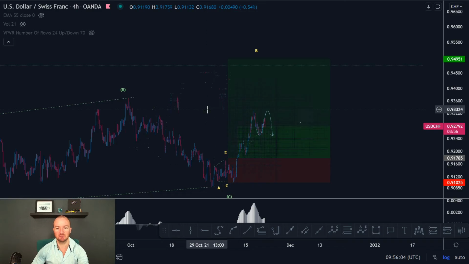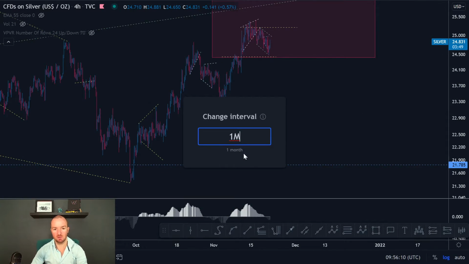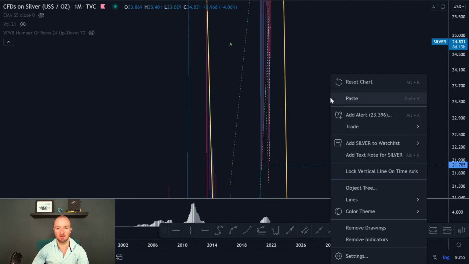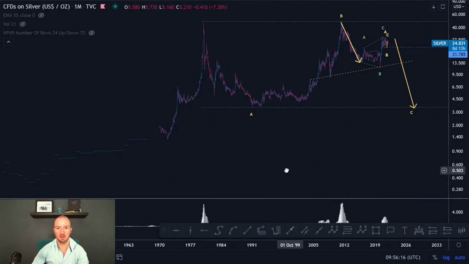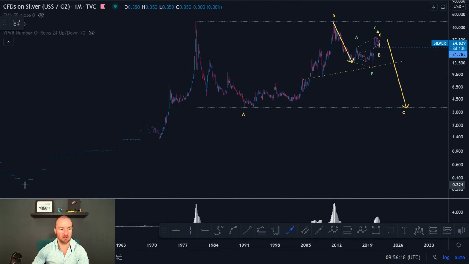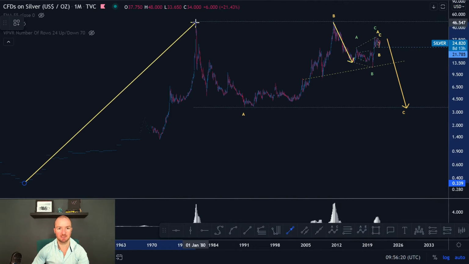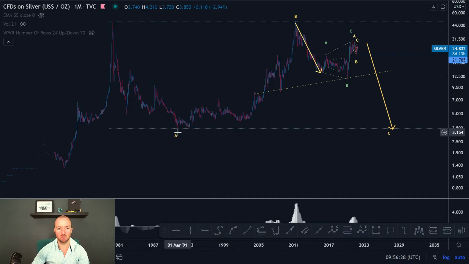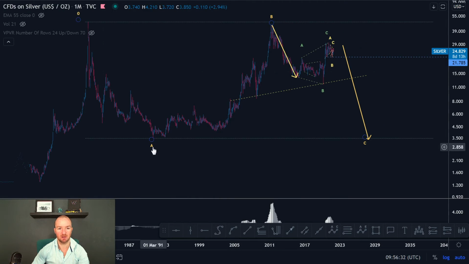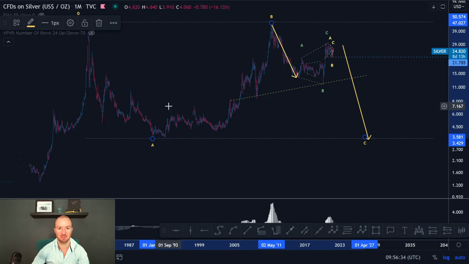Heading over to silver. I'm going all the way out to the monthlies to give you a full rundown of this trade. If we go down to the monthlies, we have a really big impulse off the lows, going back all the way to 1941, into the 1st of January 1980, before we started to see a turnaround all the way back down to 1992. So a good 12-year A wave to the downside. It's a big A wave to the downside.